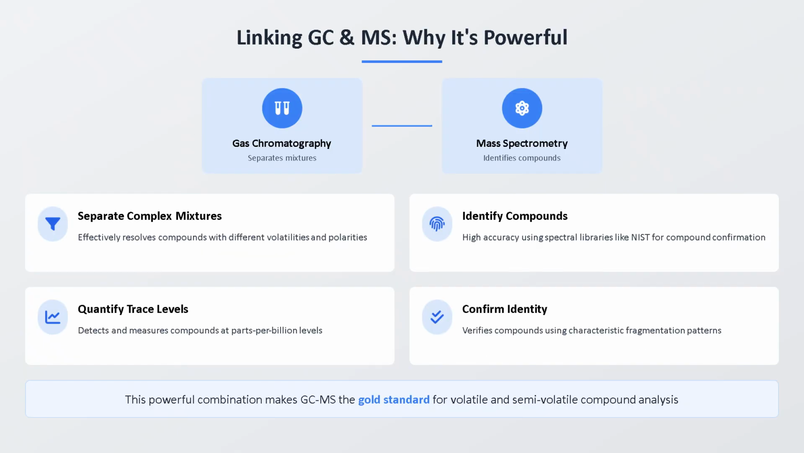On their own, GC and MS are powerful, but when combined, they become unmatched. GC separates mixtures that contain compounds with different boiling points or polarities. MS identifies those compounds with high accuracy using fragmentation patterns and spectral databases. With GC-MS, we can separate complex mixtures, identify compounds confidently, quantify trace impurities at parts per billion levels, and confirm identity using spectral fingerprints. This is why GC-MS is widely considered the gold standard for analyzing volatile and semi-volatile compounds.